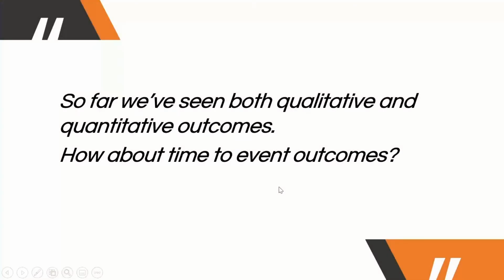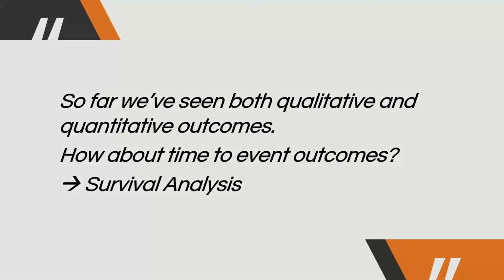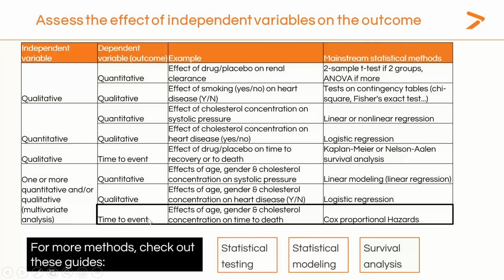So far, we've seen both qualitative and quantitative outcomes. So multiple linear regression for quantitative, logistic regression for qualitative. How about time to event outcomes, time for survival analysis, which is the last case we're going to investigate today.